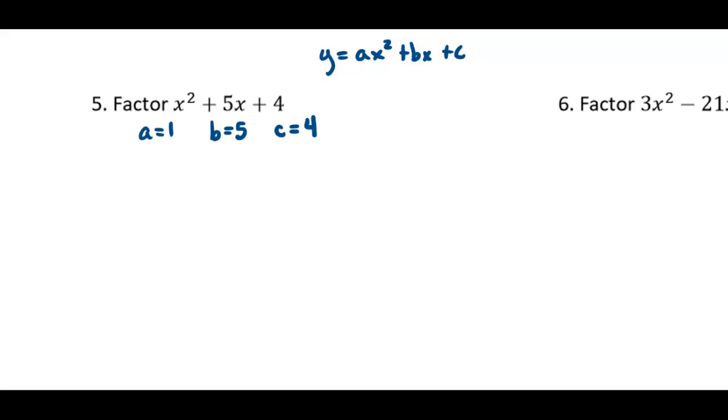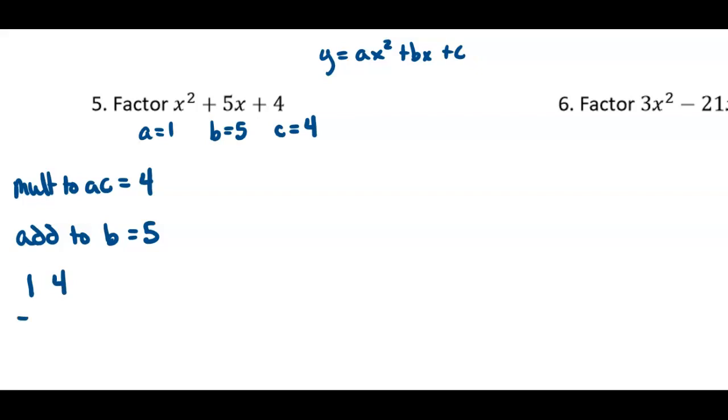So how you factor this is you ask yourself what multiplies to AC. A times C, A is 1, C is 4, 1 times 4 is 4. So it needs to multiply to AC, and it needs to add to the B, which in this case is 5. So 1 times 4 is 4, negative 1 times negative 4 is 4, and 2 times 2 is 4. Of these, the one that also adds to 5 is the 1 and the 4.